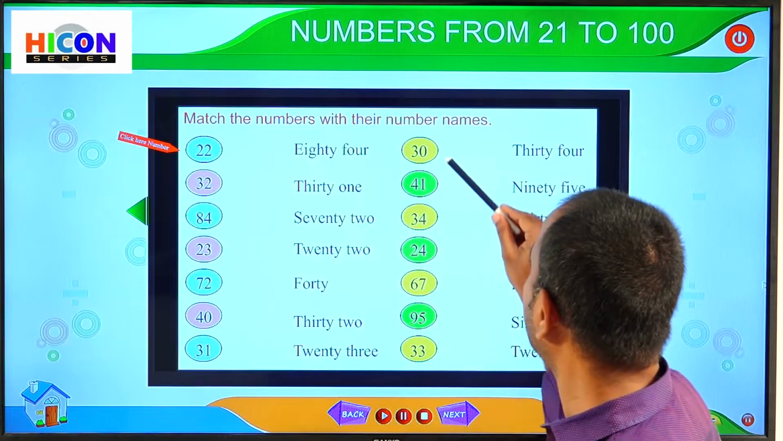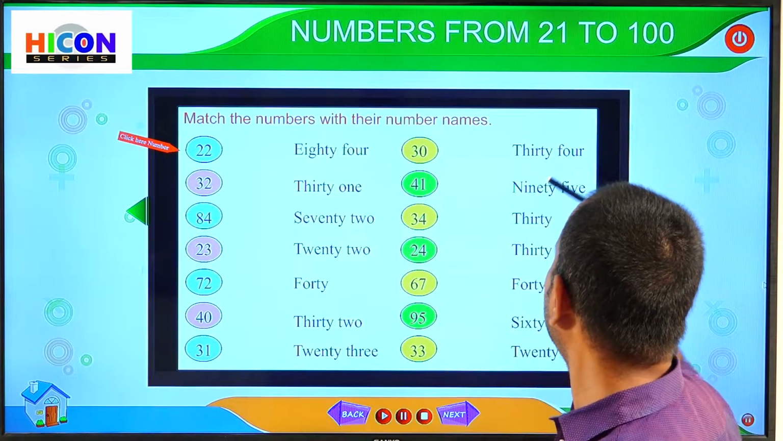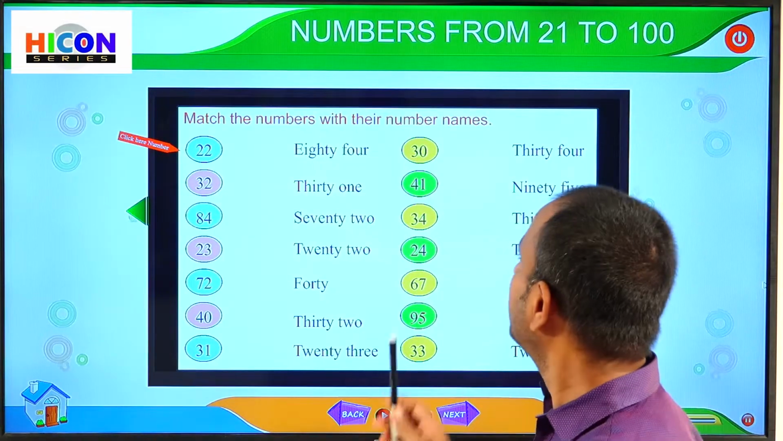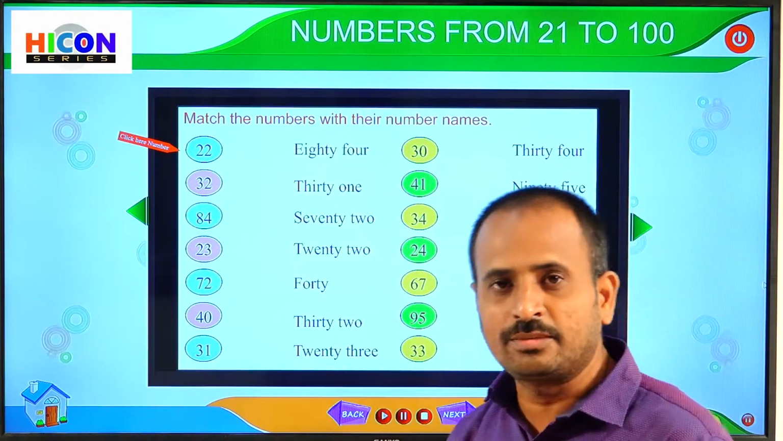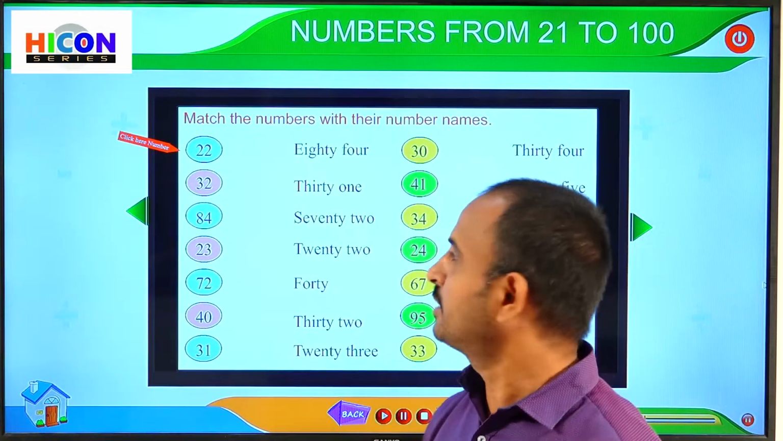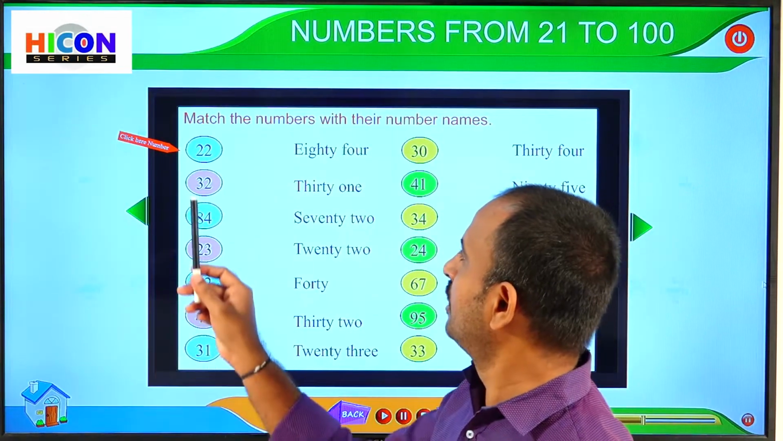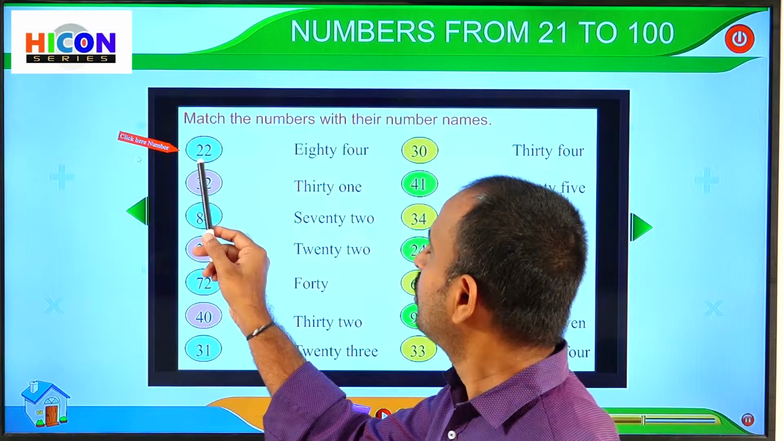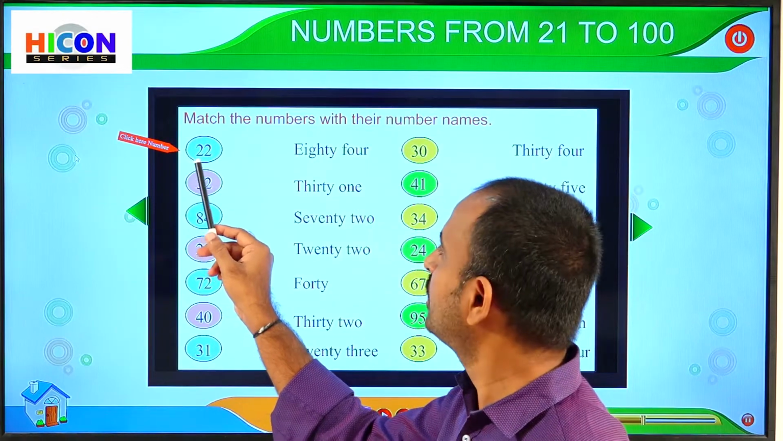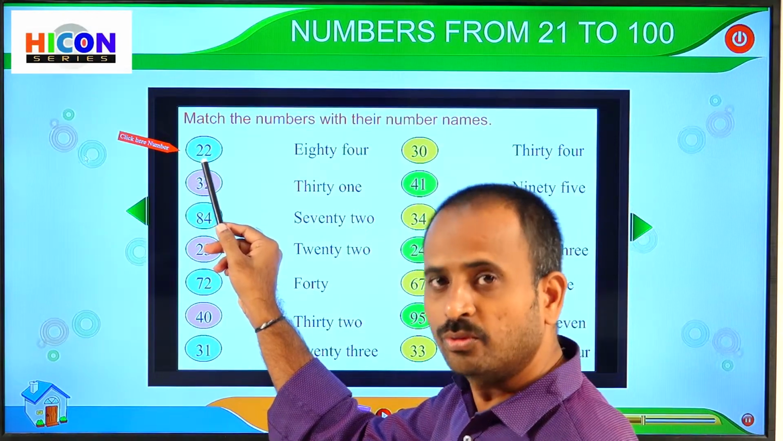So here also there are some numbers given and their number names are given on the right side. So we have to match each number with its corresponding correct number name. So shall we start our matching? Yes. So see, what is the first number here? So children, how can we read this number? This number is 22. Very good.